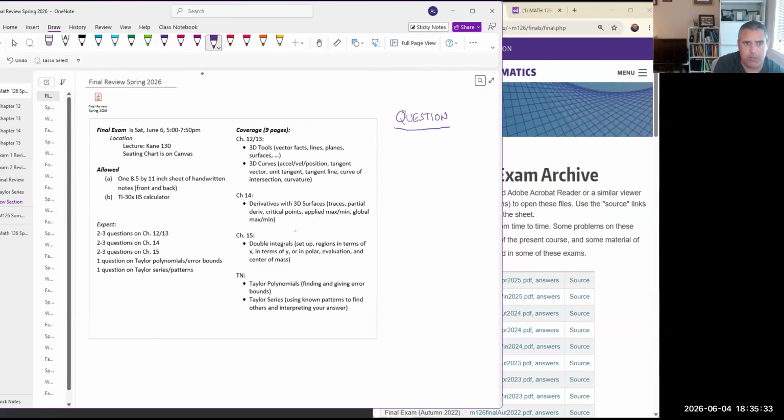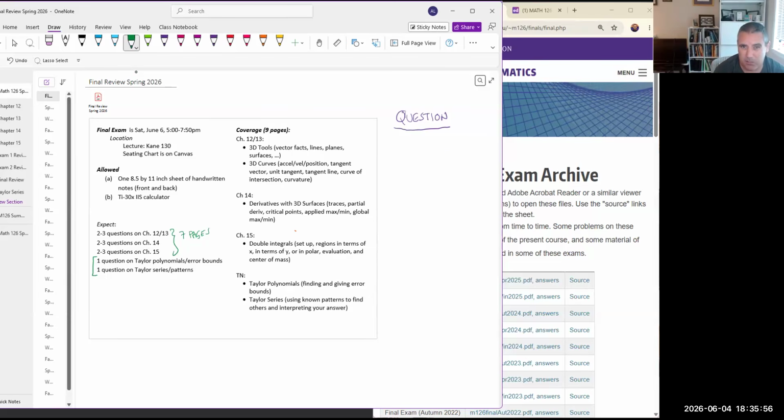You get one sheet of notes, handwritten, front and back. You get your calculator model. The last two pages will be on these topics, so we sort of know that's coming. The other 7 pages will be from these things we've done before. So, chapter 12 and 13 items, lines and planes, surfaces.